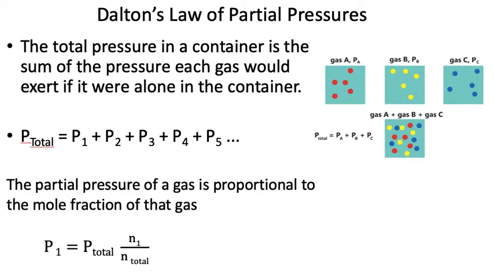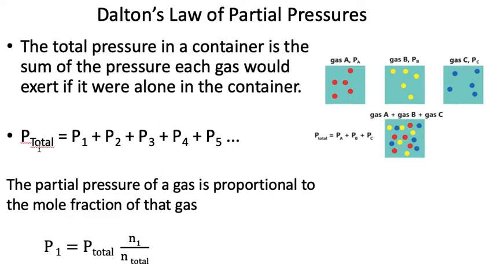So Dalton's law of partial pressures says that the total pressure in a container is equal to the sum of the pressures of all the other gases if they were each alone in the container. You can see in my example over here, we have gas A, B, and C, and they're all in separate containers of the same volume. If we knew what the pressure of each one of these gases was in these similar sized containers, and then we put them all together, the total pressure in that new container would be the sum of all the partial pressures. And so it looks like this.